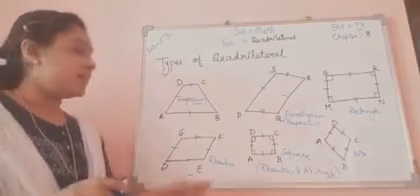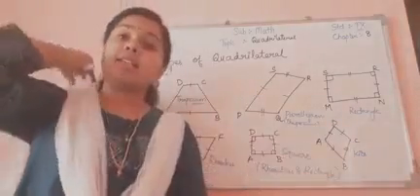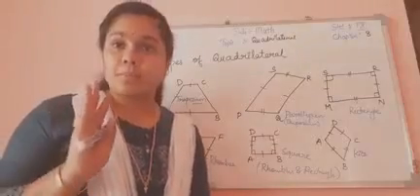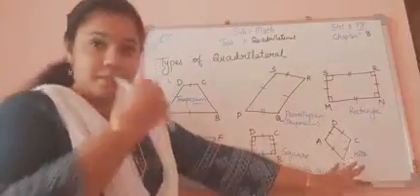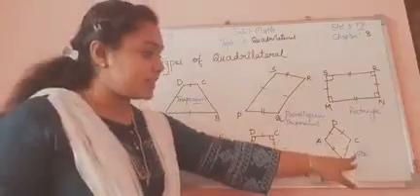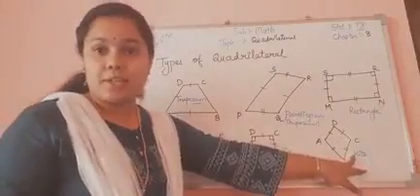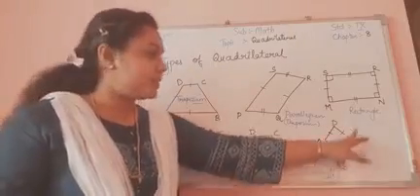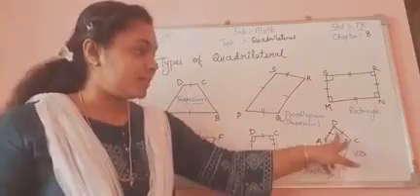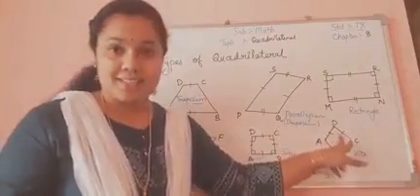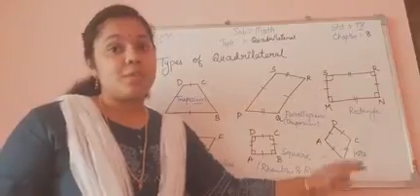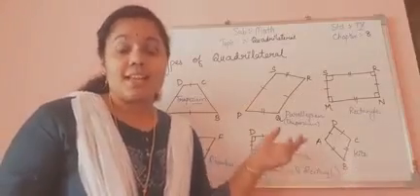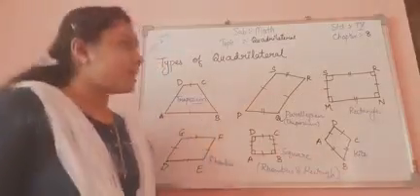Trapezium. Then kite. Kite is not an example of a parallelogram. Why? Because the opposite sides are not equal. These opposite sides are not equal. These sides are not equal. But these both sides are equal. So we can't say that kite is an example of a parallelogram.